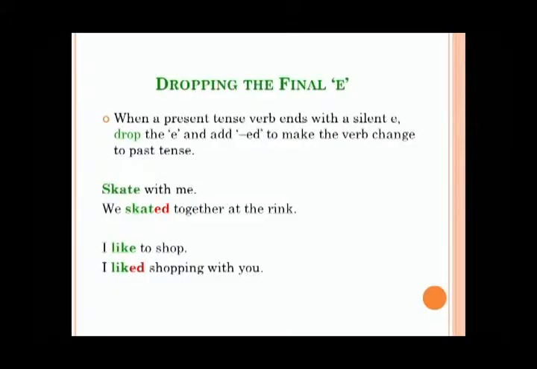Let's look at the second step. Drop the final e. When a present tense verb ends with a silent e, drop the e and add ed to make the verb change to past tense. The word skate is a verb. Look at how we change it in these sentences. Skate with me. We skated together at the rink.